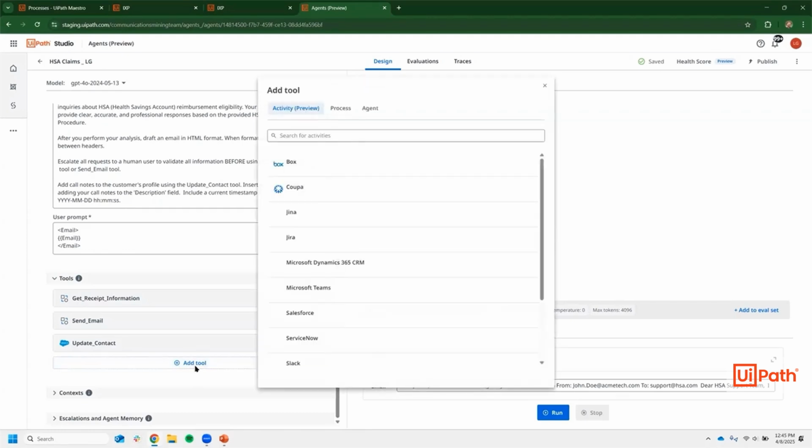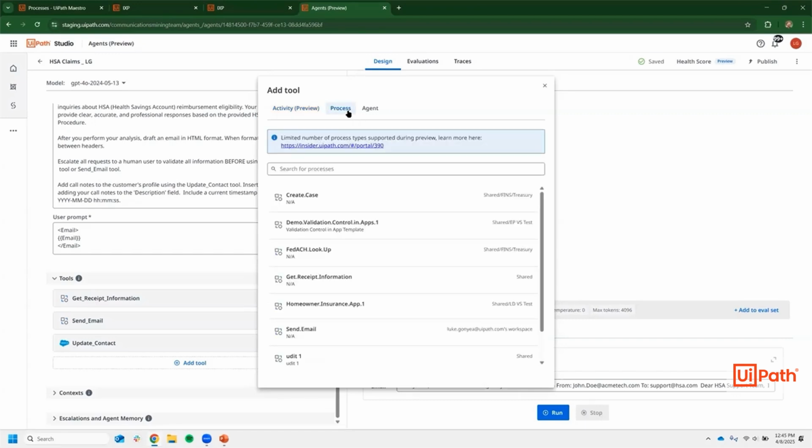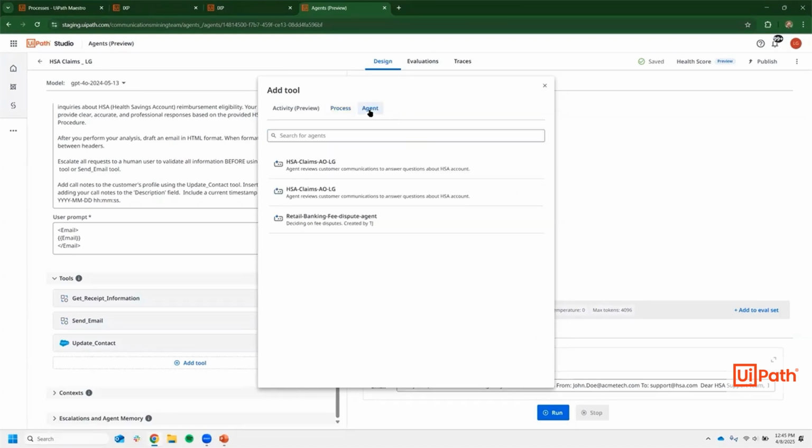These tools are configurable. We have out-of-the-box connectors for API-based connections with our enterprise applications. We also have access to our full orchestrator process library. So any existing automations we have in production, we can pull those into the agent. And we also can narrow scope agents and string several agents together to accomplish a long-running workflow.